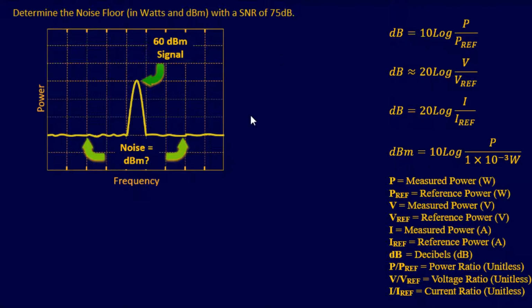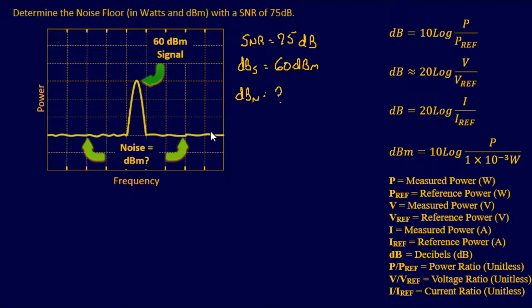Well, here's the good news. Like we talked about earlier, anytime something's in decibels, all you have to do is either add or subtract to find which one you're looking for. Well, the first thing we're going to do is write what we know. Our signal to noise ratio is 75 decibels. Our signal, in this case, for signal, is already 60 decibel milliwatts. And we want to know our noise.